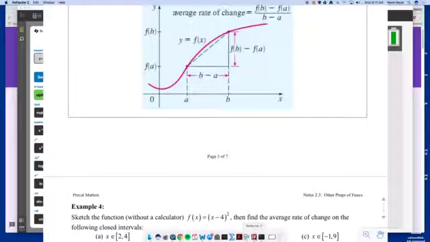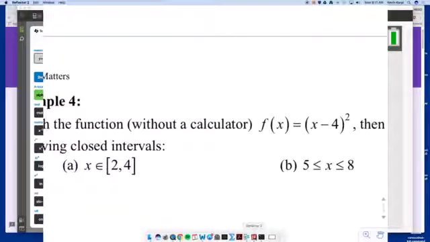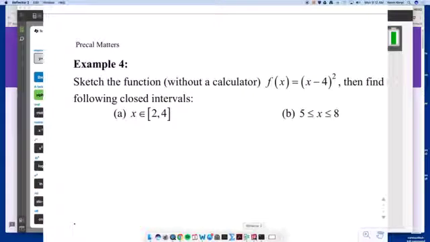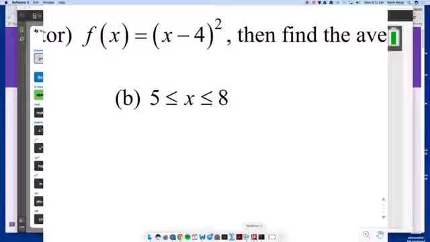Okay, we've talked about it quite a bit here in the last couple of minutes, including the timeout. Here it says to sketch the function without a calculator, so even though you have it in front of you, and then find the average rate of change on the following closed intervals. All right, so our function is x minus 4 quantity squared. Step 1, what's the parent function?